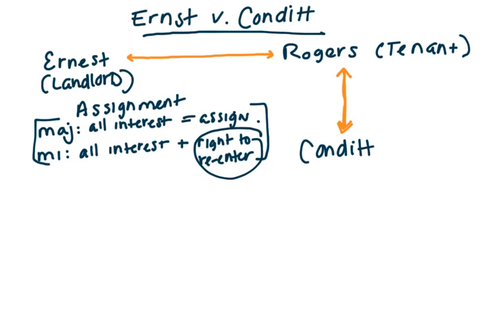So, for example, let's suppose that L leases an apple orchard to T, and then T transfers his interest to X. To minimize the risk of liability to L for waste, T might want to retain a contingent right to re-enter so that T can care for the apple tree if X fails to do so. So, even if Rogers transfers all of his interest to Condit, he still might want to retain a right to re-enter.